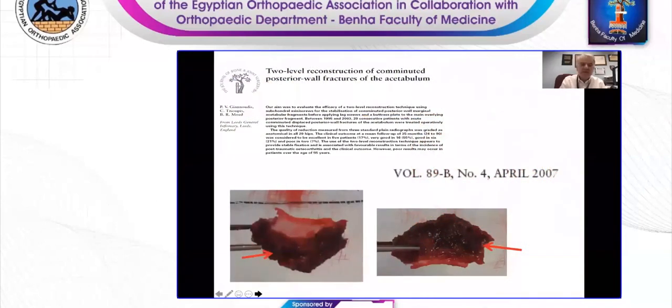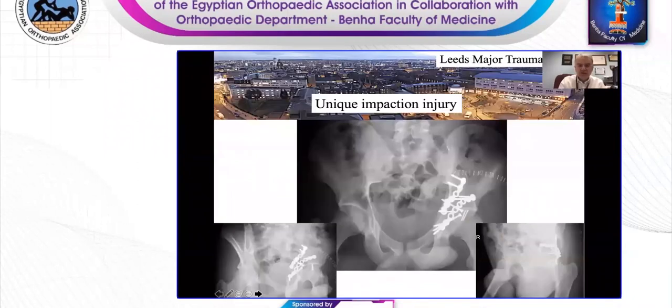And this technique is very good to allow you to reconstruct the most difficult impaction injuries of the joint. And here you can appreciate the postoperative pictures. This plate stabilizes the posterior column injury. This is the osteotomized posterior wall.